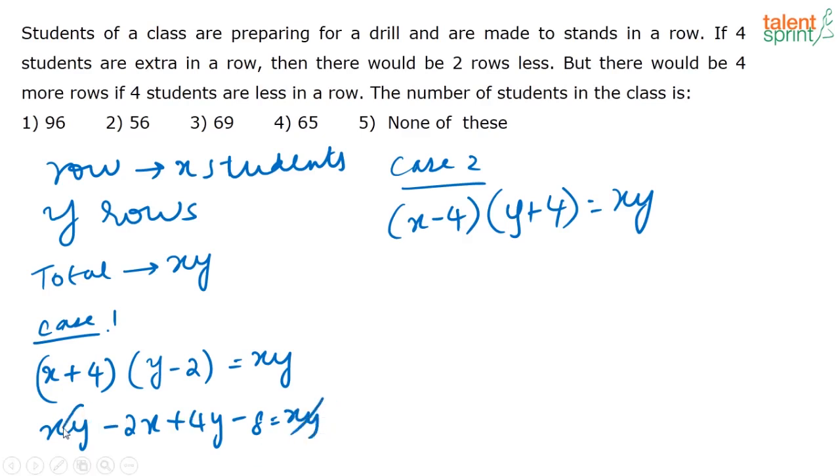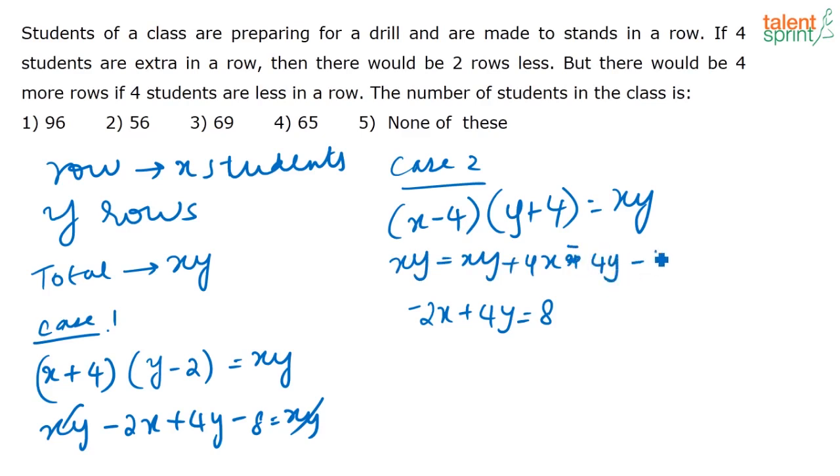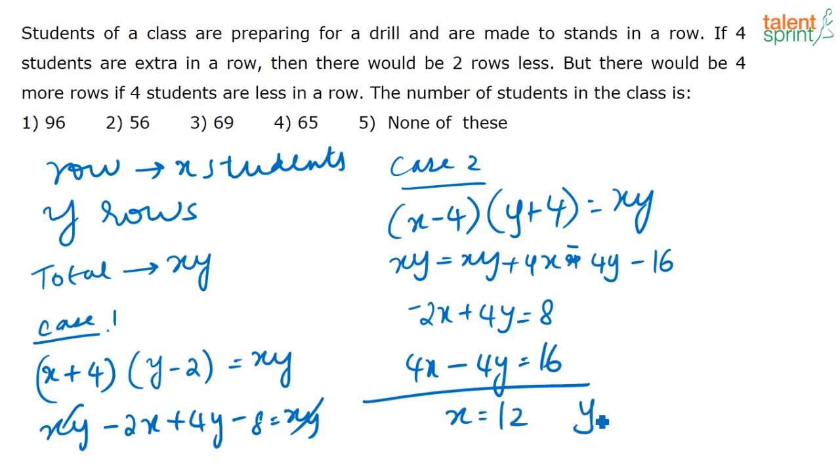Xy gets cancelled. So you can say that minus 2x plus 4y is equal to 8. That would be your first equation. Same way when you expand this, what do you get? You again get xy minus xy is equal to xy plus 4x minus 4y minus 16, or you can say 4x minus 4y is equal to 16, and when you solve this, you get x is equal to 12 and y is equal to 8.